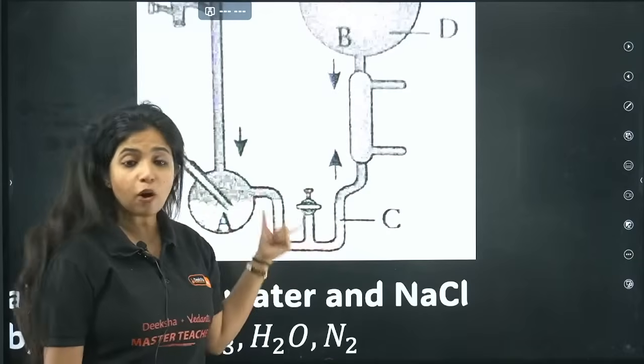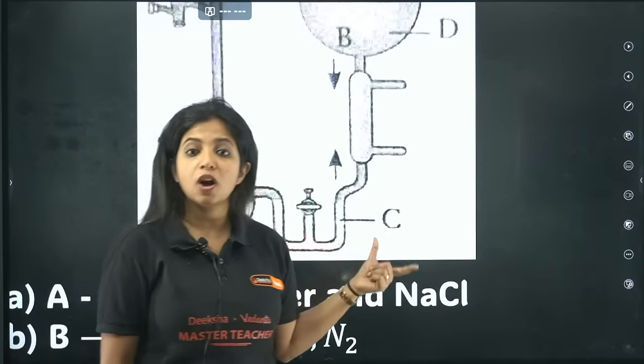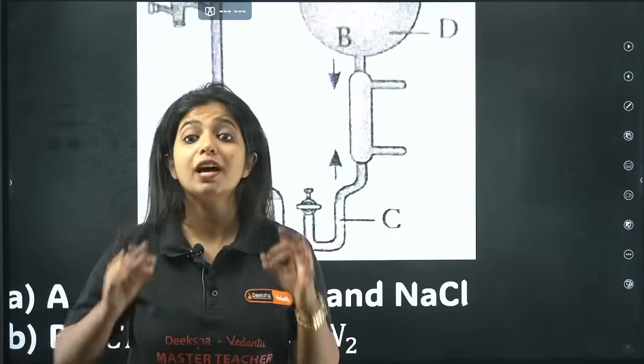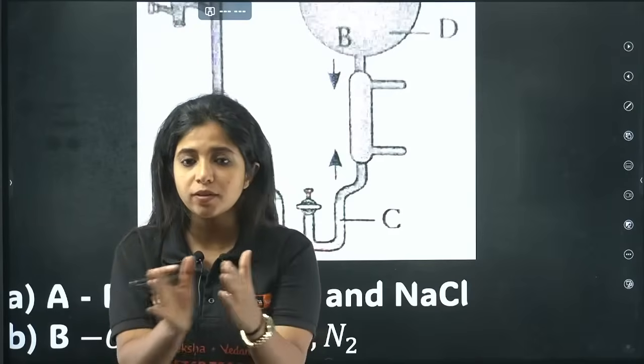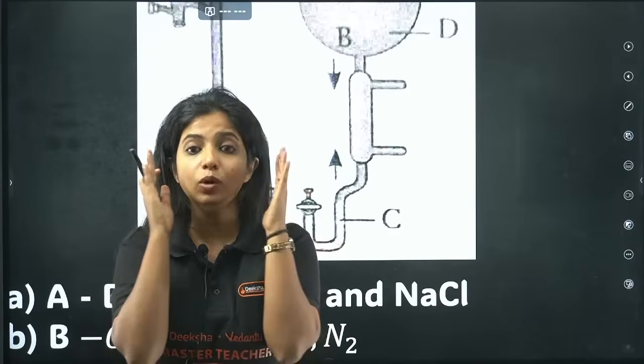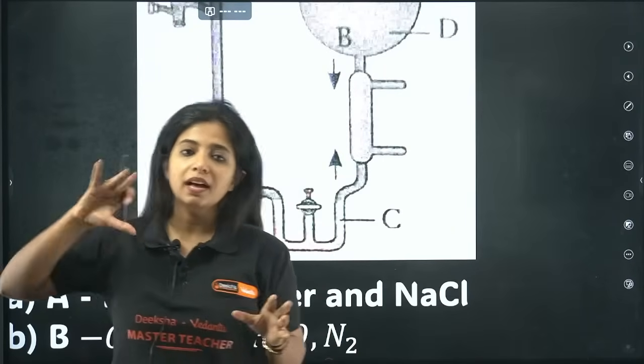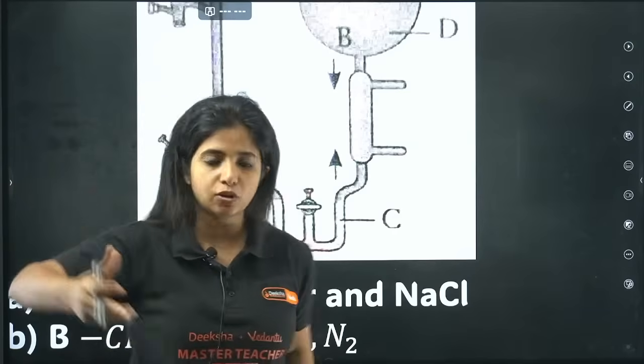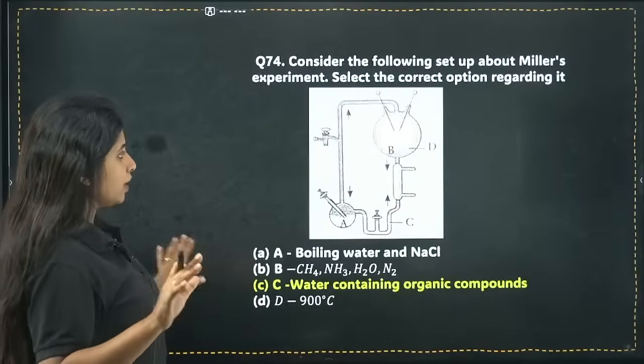What was being formed in Stanley Miller's experiment? Organic compounds. What organic compound? Amino acid. Only amino acid. No RNA, no DNA, nothing. Only amino acid in Stanley Miller's experiment. Other people did the rest and found something else also. So that is the only thing you have to remember.